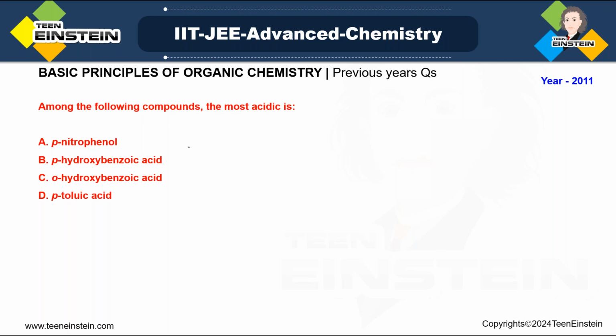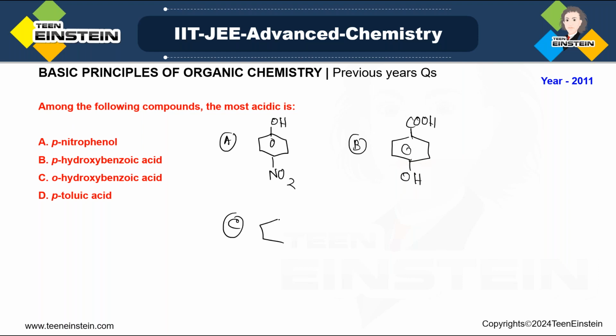Among the following compounds, the most acidic. So we will draw: number 1 is para-nitrophenol, that means you have phenol with NO2 at the para position. Then molecule B is para-hydroxybenzoic acid. Then we have ortho-hydroxybenzoic acid. And in the last one, we have toluic acid, so a CO2H group with CH3 at the para position.